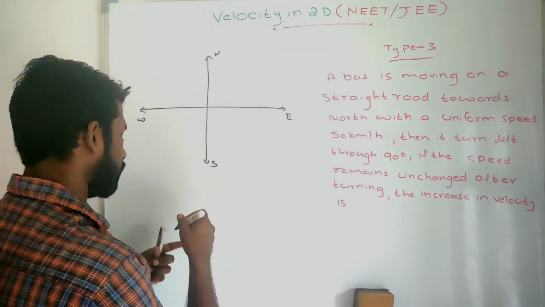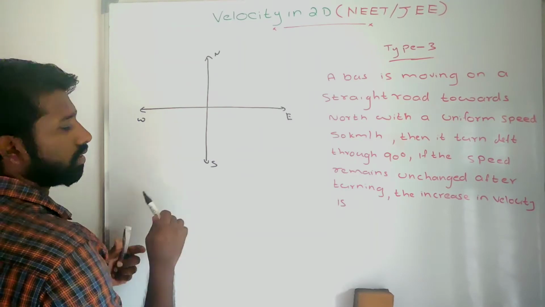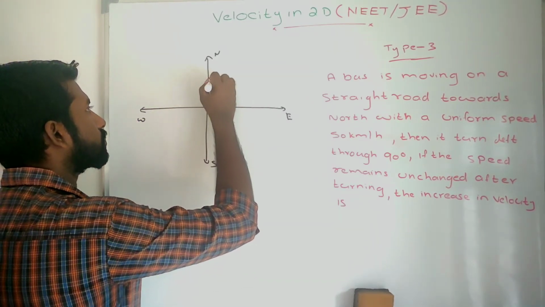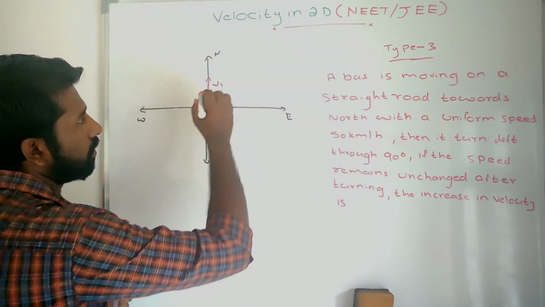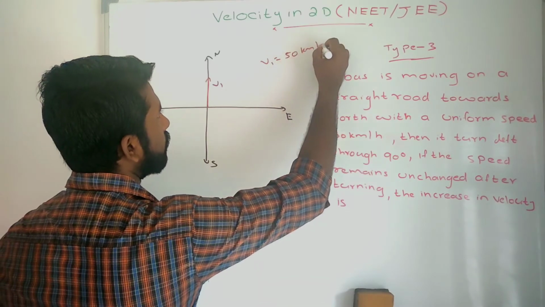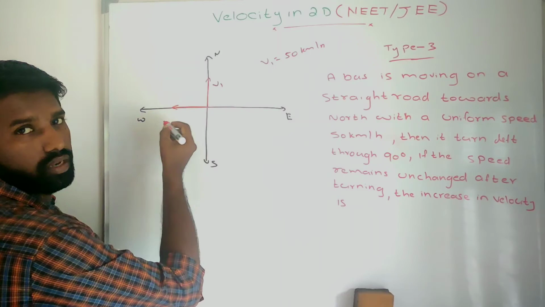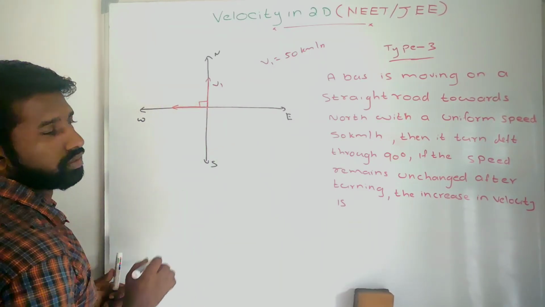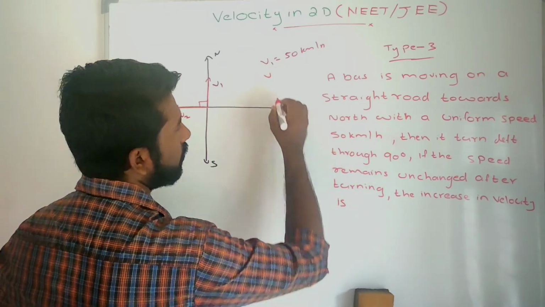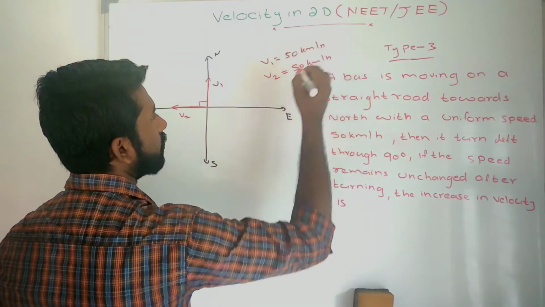We will find out. Okay, so first of all we can draw the initial velocity vector. Initial velocity vector is towards north. This is the initial velocity vector, this is the v1. Okay, v1 value is 50 km per hour. Then after that it is turned how much? Left 90 degrees. This is the v2. They have given us the speed remains constant. So the v2 also is 50 km per hour.